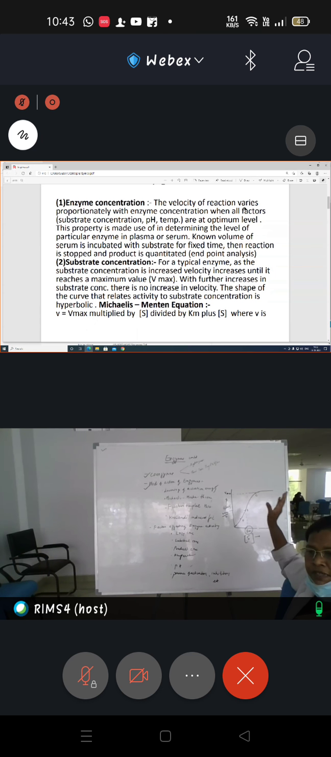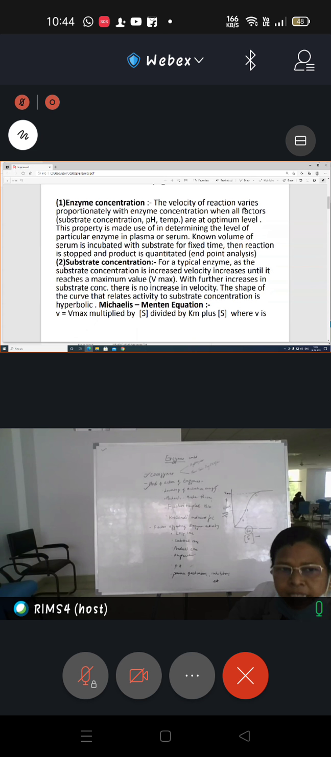50% of the enzymes are combined with the substrate, and Km is the substrate concentration. Point C, the maximum velocity is attained. So even on increasing the substrate concentration, there is no change in the rate of reaction. There is no increase in the rate of reaction.